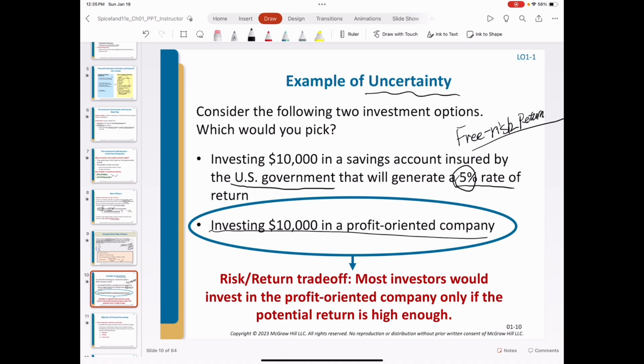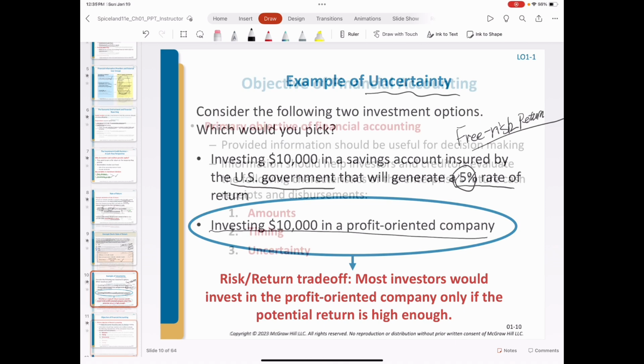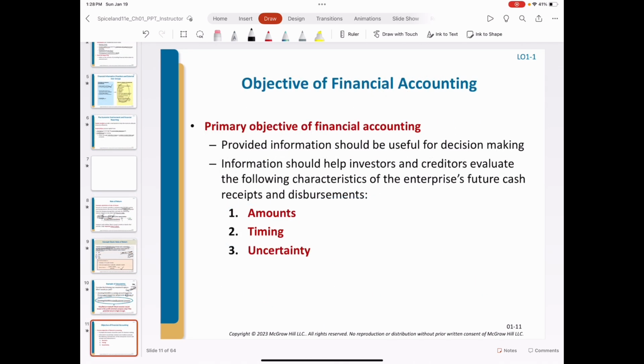In other words, the financial statement communicates the risk of the business. The primary objective of financial accounting is to provide useful information for investors and creditors to make investment decisions. And this useful information helps investors and creditors to forecast the firm's future cash flows.